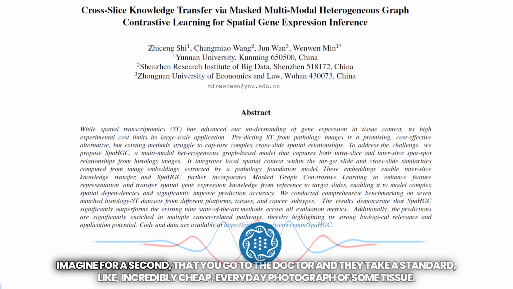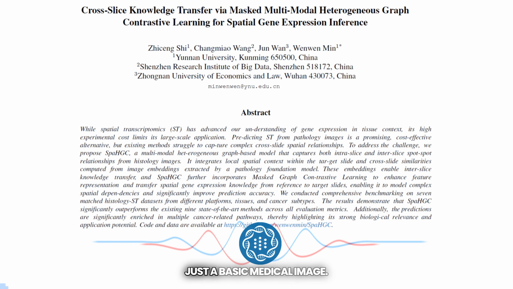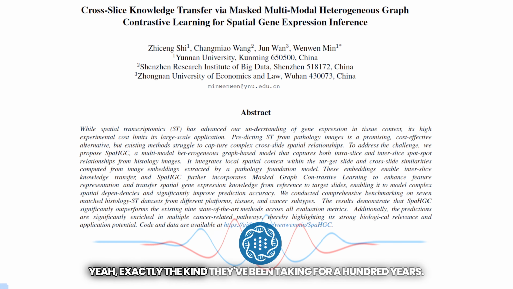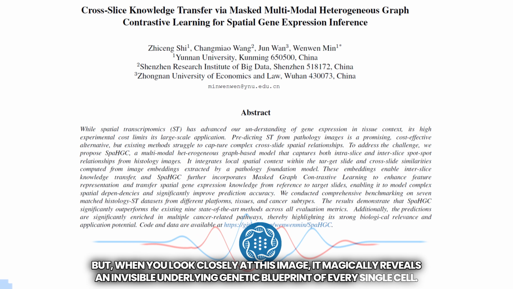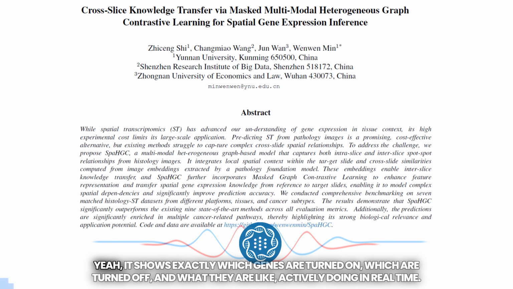Imagine for a second that you go to the doctor and they take a standard, incredibly cheap, everyday photograph of some tissue. Just a basic medical image. Yeah, exactly. The kind they've been taking for 100 years. But when you look closely at this image, it magically reveals an invisible underlying genetic blueprint of every single cell. It shows exactly which genes are turned on, which are turned off, and what they are actively doing in real time.